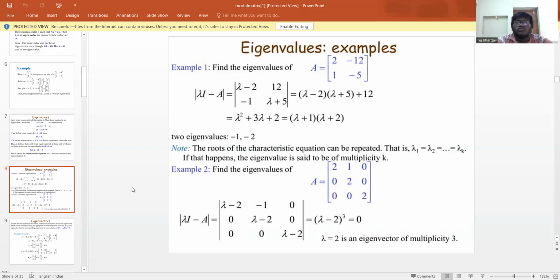Note, the roots of the characteristic equation can be repeated, that is, lambda 1 is equal to lambda 2 is equal to lambda k. If it happens, the eigenvalue is said to have multiplicity k.